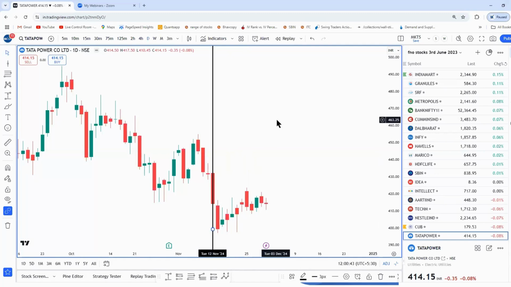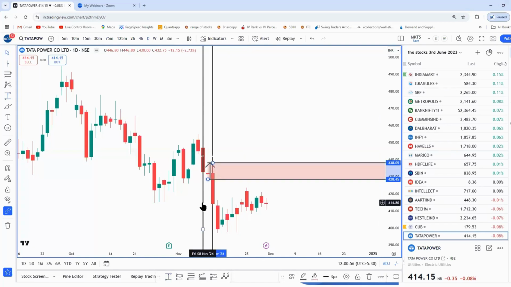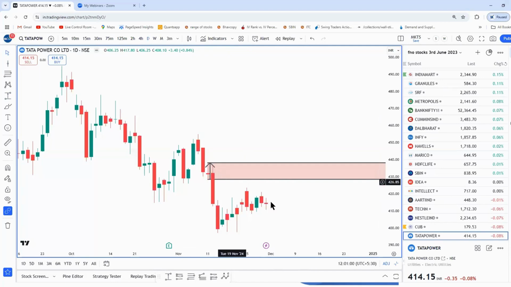Can this be the leg out? Drop, one candle base, and a drop. So you have a leg in, base, leg out. Level is fresh, level is strong, only one candle base. When price comes close to this level, that's where we can look to short.